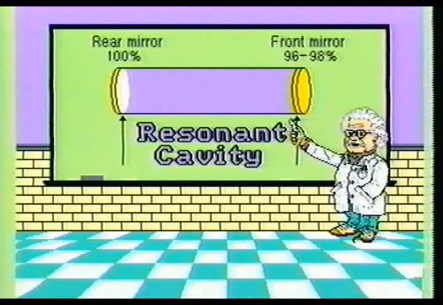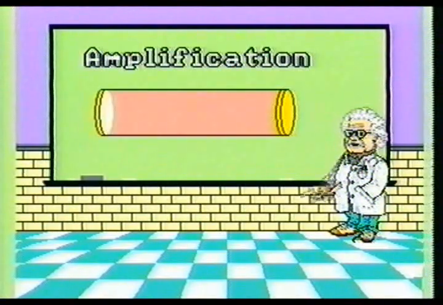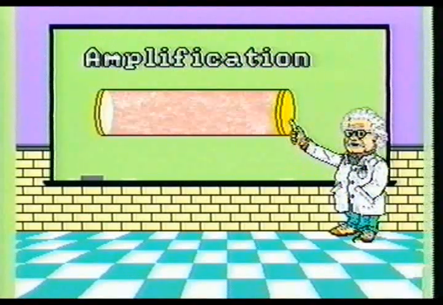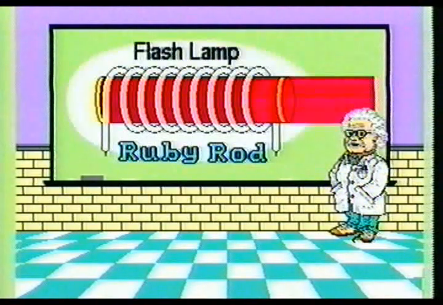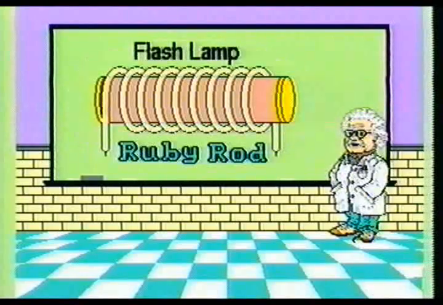The resonant optical cavity is formed by mirrors placed at each end of the laser cavity. At least one of the mirrors will be 100% reflective, and the other mirror will be 96 to 98% reflective. The optical cavity amplifies the stimulated emission through the process of reflecting the photons through the lasing medium. A ruby rod is pumped with energy through the use of a flash lamp.